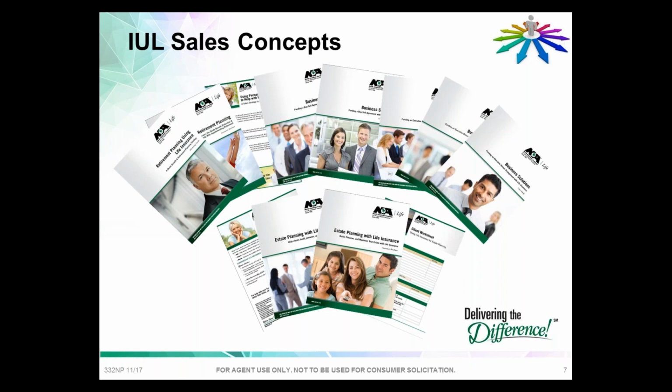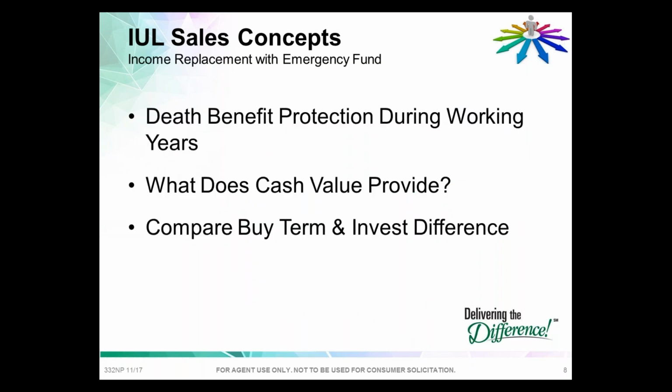We're going to talk about income replacement with kind of an emergency fund, retirement planning, buy-sell, exec bonus, estate planning, 1035s, not all of the concepts, but a number of them that are popular with indexed universal life. The first one I have here is income replacement with an emergency fund.